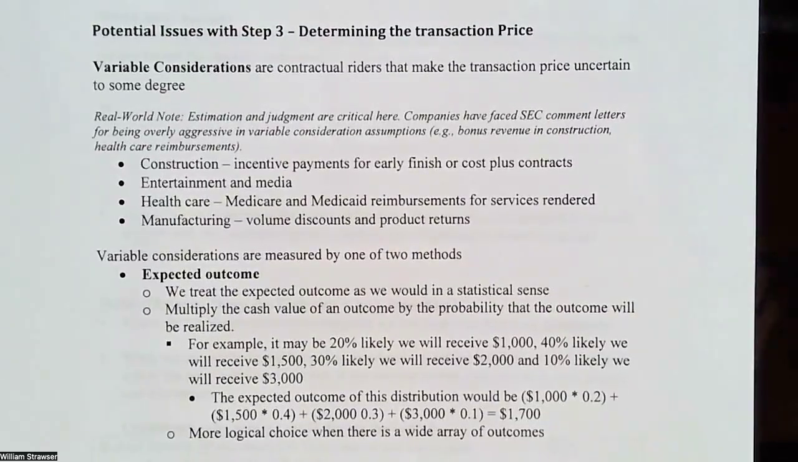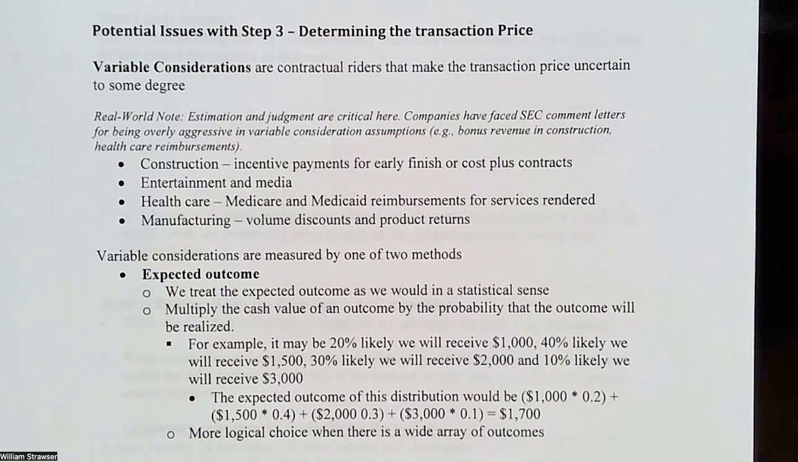All right, so this video talks a lot about step three and determining the transaction price. The biggest issue that can arise here is variable consideration. This is when there's some aspect of the contract that will provide a distribution of outcomes to what we might receive as a result of the transaction.